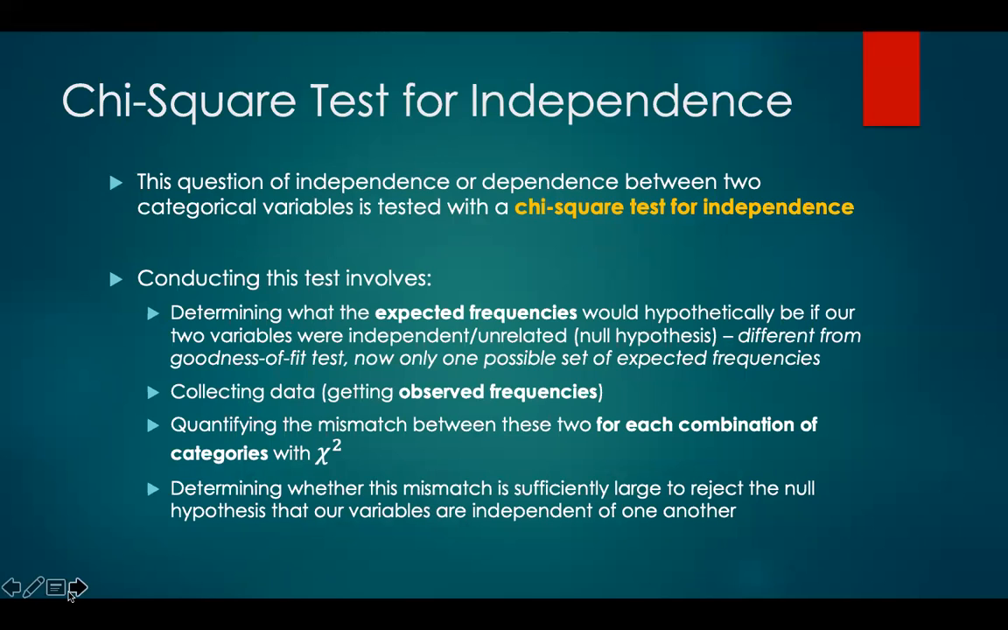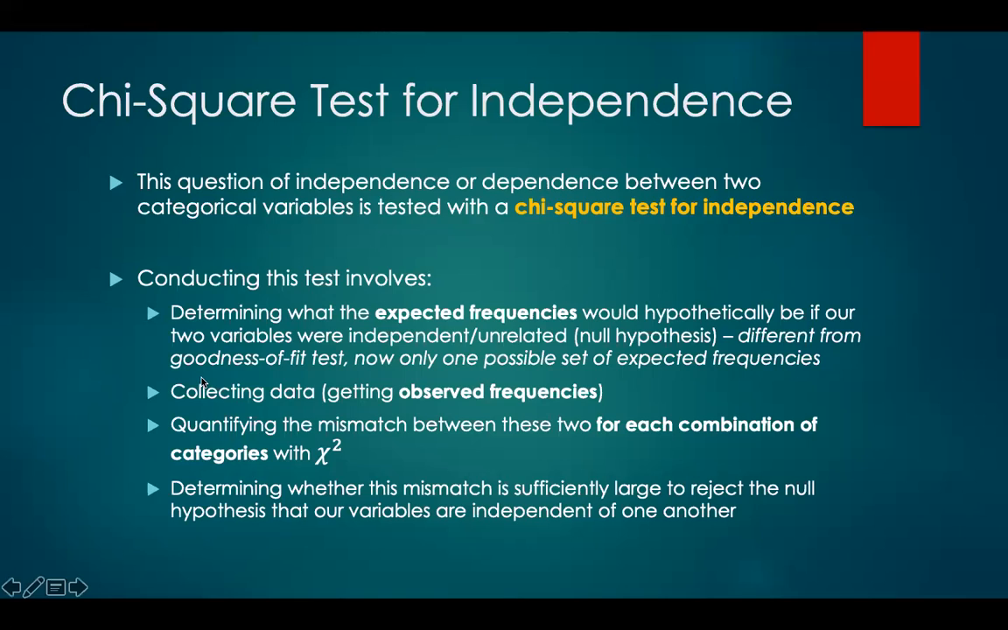The question of independence or dependence between two categorical variables is tested with a chi-square test for independence. And conducting this test involves determining first what the expected frequencies would hypothetically be if our two variables were independent or unrelated, so the null hypothesis, which is different from the goodness of fit test, now only one possible set of expected frequencies.